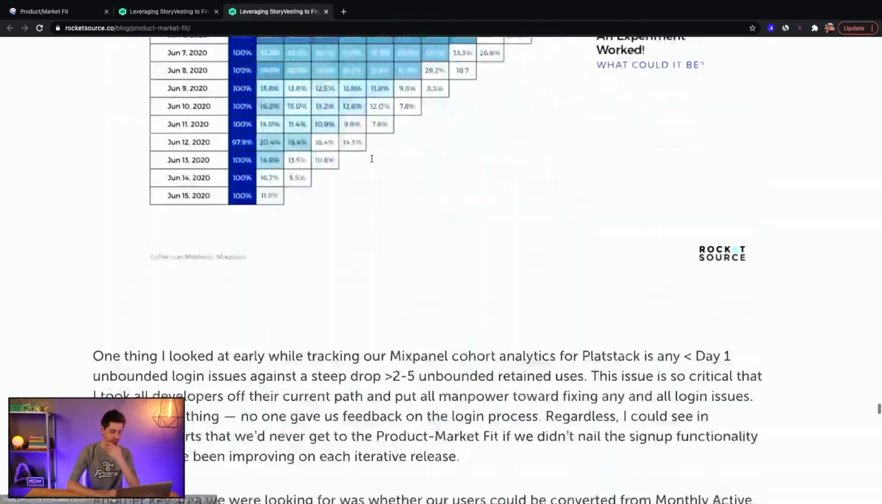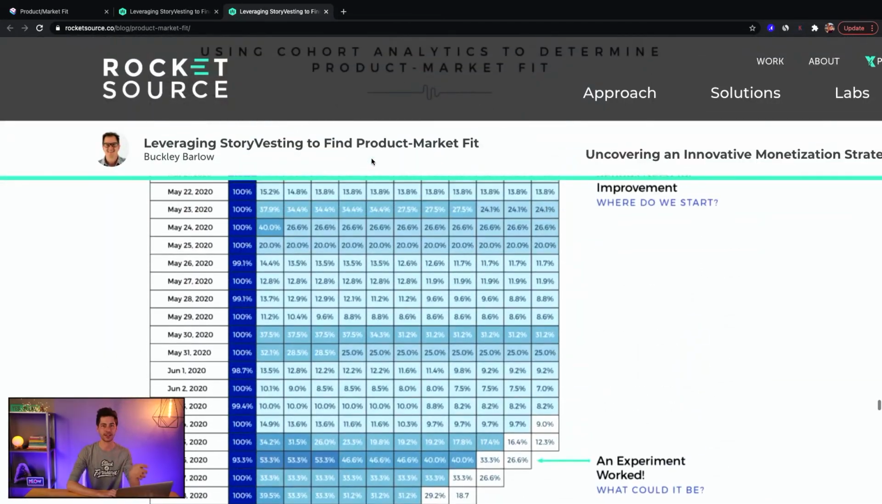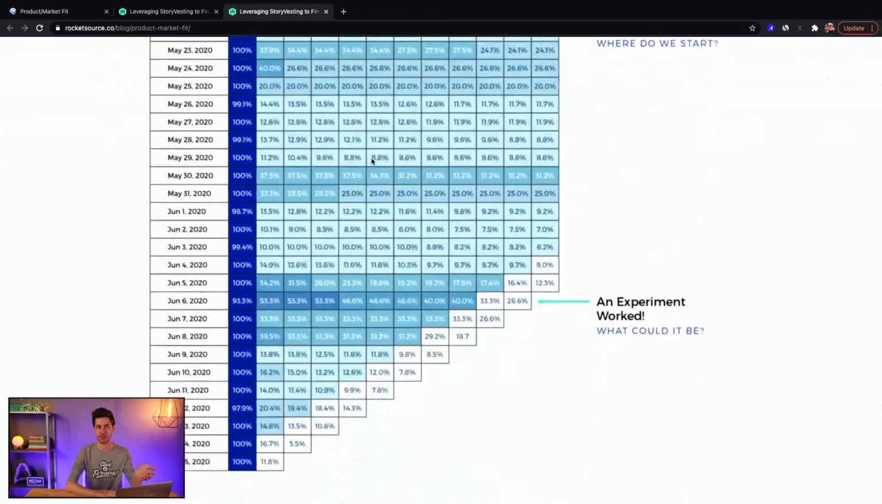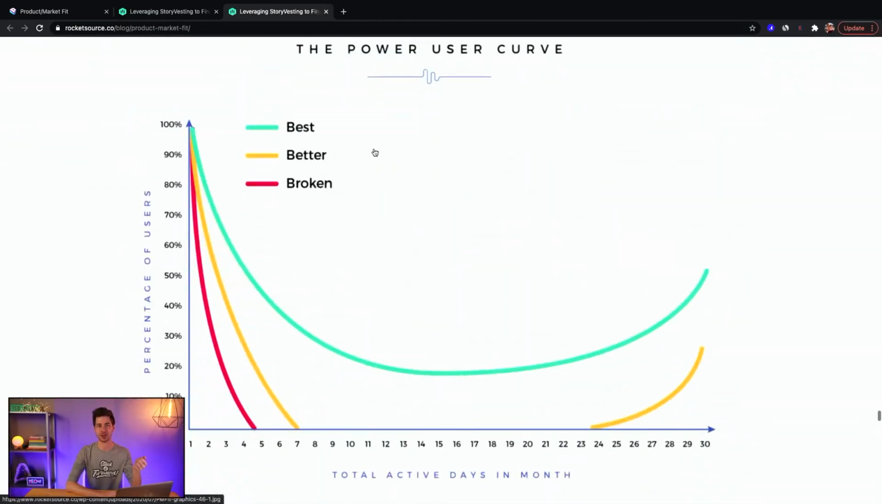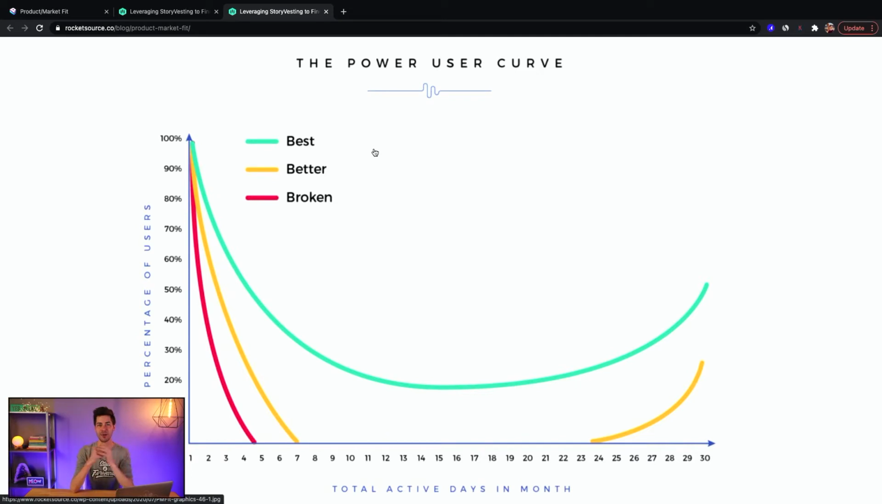And so, yeah, you can see right here, this is cohort analytic data from Mixpanel, and it informs a chart that looks like this. And this is the power user curve. And you want to see this green line, this smile is what we call it. And when your power user curve is smiling, everything is great. Basically, if you track across the bottom, you're looking at number of days. So this is showing your daily active users on your product.